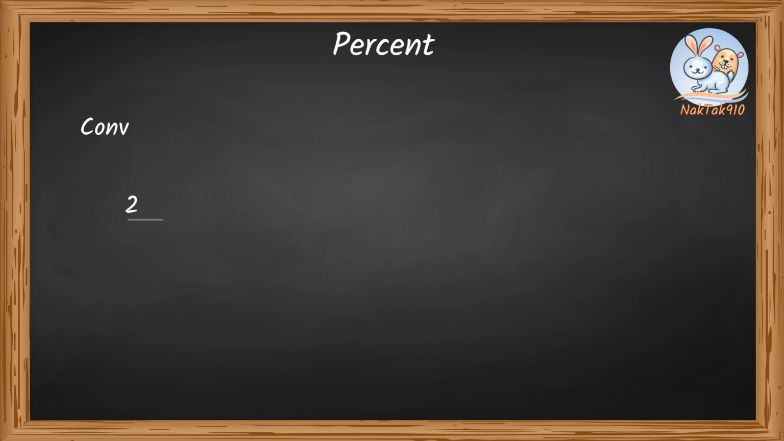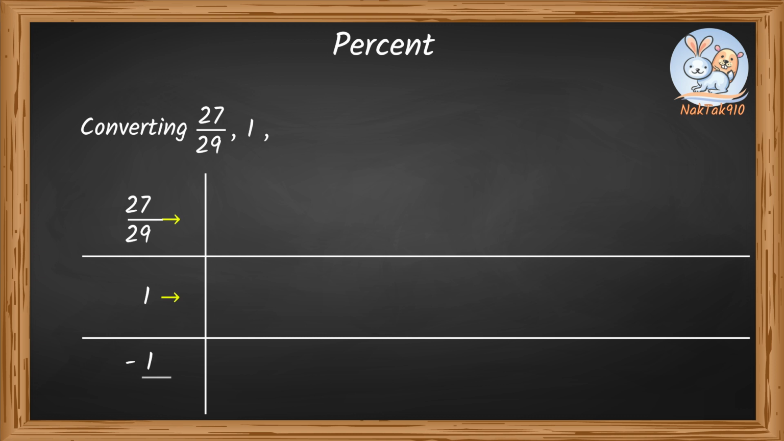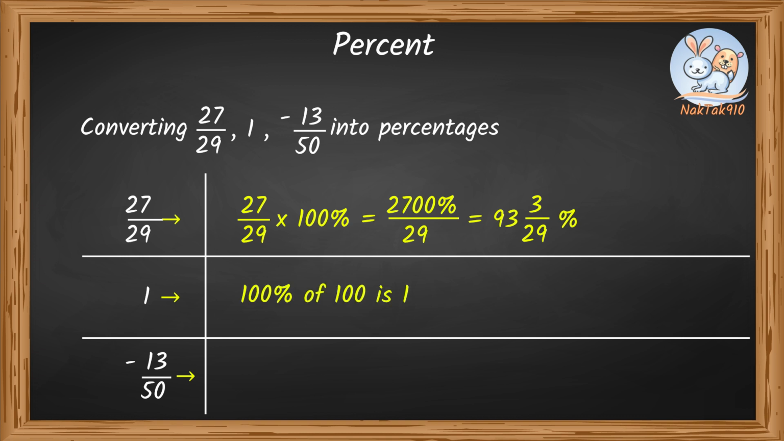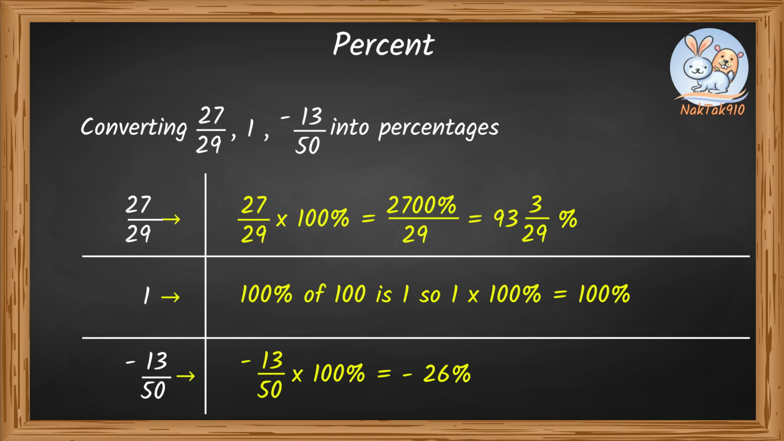Now can you try converting 27 by 29, 1, negative 13 by 50 into percentages? 27 by 29 will be 27 by 29 times 100% equals 2,700 by 29 equals 93 and 3 by 29%. As you told me, 100% of 100 is 1. So 1 times 100% equals 100%. Negative 13 by 50 will be written as negative 13 by 50 times 100 equals negative 26%.